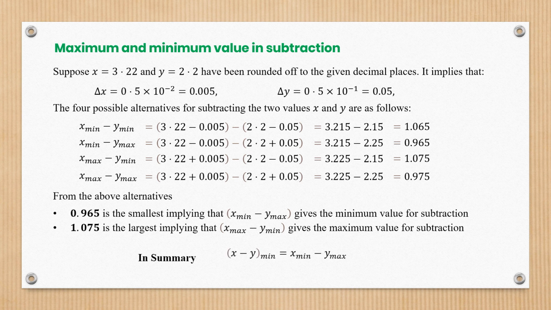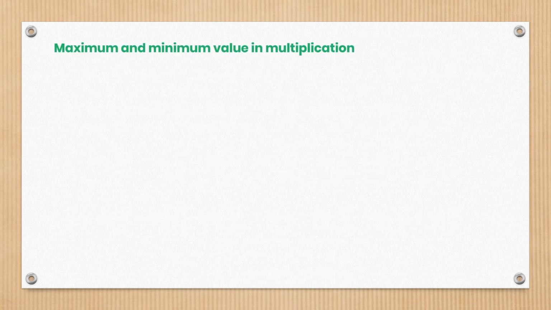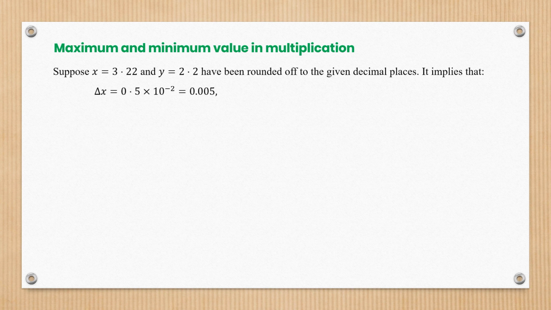Now this means that the minimum value of subtraction x minus y will come from x min minus y max, and then the maximum value of subtraction x minus y shall come from x max minus y min, and these shall be put in a yellow box for our remembrance. Let's look at the next case, where we have the maximum and minimum value for multiplication.